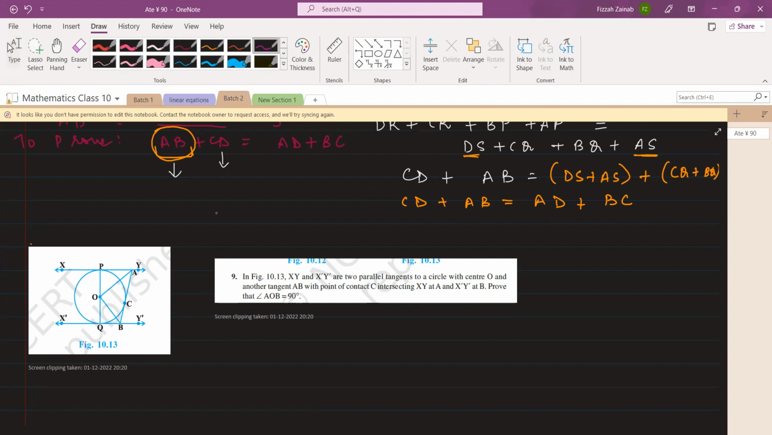Okay, so in this figure, XY and X'Y' are two parallel tangents to a circle with center O, and another tangent AB. Okay, AB you can see in the figure, right? With point of contact C, intersecting XY at B. Prove that angle AOB, where is AOB? So this angle you have to show is 90 degrees, right?